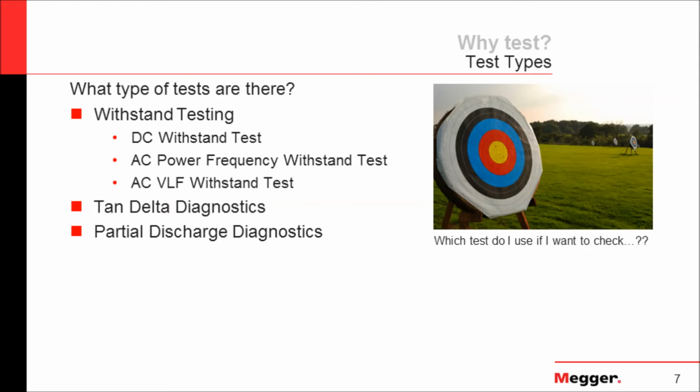And each test has a different purpose. And just as a little FYI, there is something called a sheath test, which tests the jacket. And there's something called conductor resistance that you could use to check the conductor continuity as well. But I'm mainly going to go over the withstand test, tan delta diagnostics, and partial discharge.